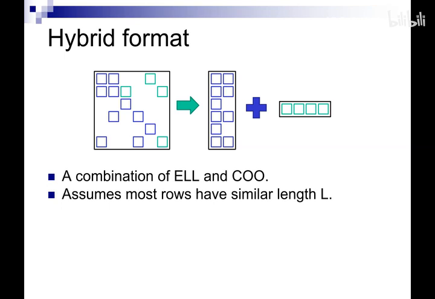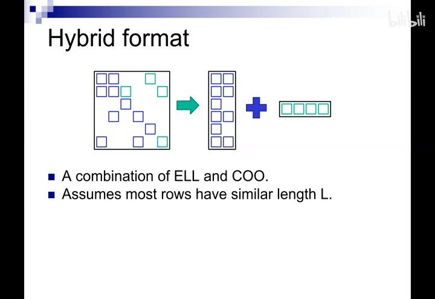So this hybrid format is going to combine ELL and COO. The way it works is that you're going to take this L, which is basically the average length of the rows. Then, for each row, you're going to take L elements and represent them using ELL.